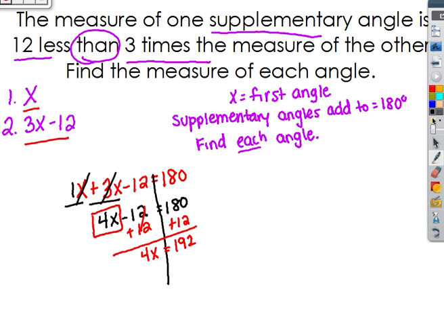Divide by 4. And x is equal to 48. So now I got to make sense of my answer. X is equal to 48. Well, the first angle was 48, which means this first angle is 48 degrees. Now I got to find this second angle. Well, I knew that this second angle is 3 times the first one minus 12.